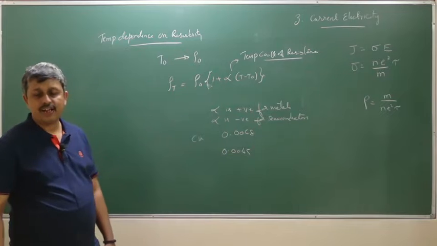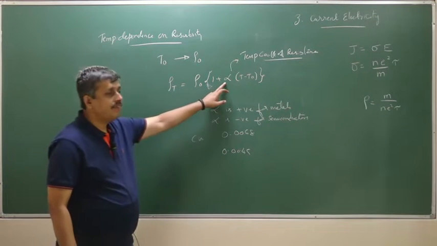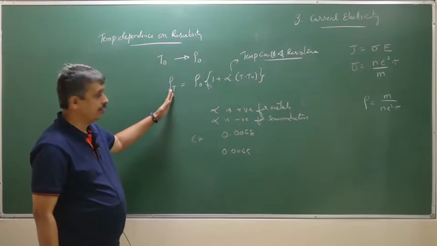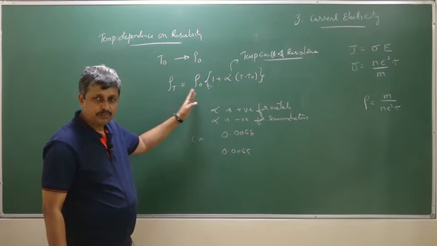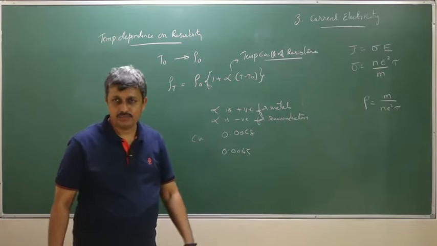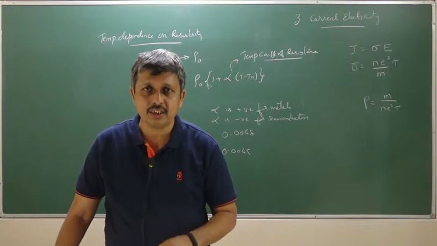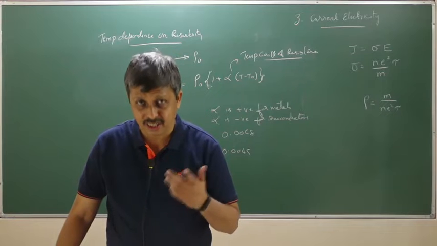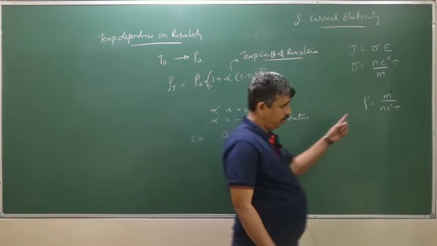So given a certain value of alpha for a given material, you can always find out, for any given temperature, the value of rho, that is, the resistivity, by knowing the reference resistivity. One important scenario here is semiconductors, which are very important. The same law holds good.